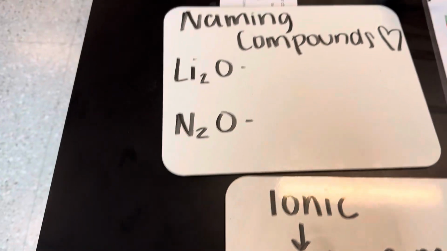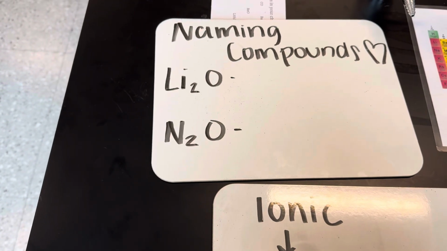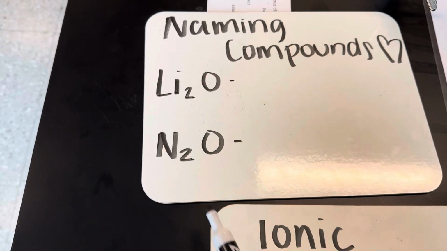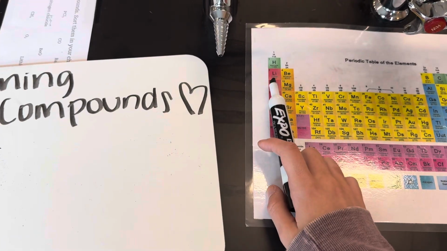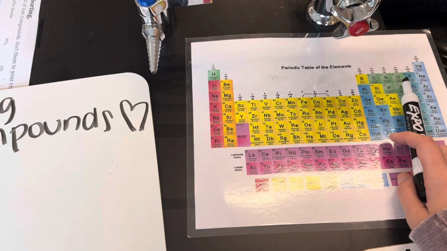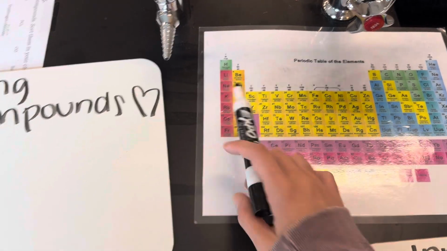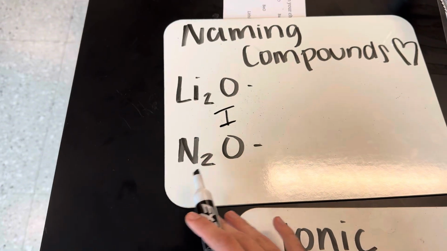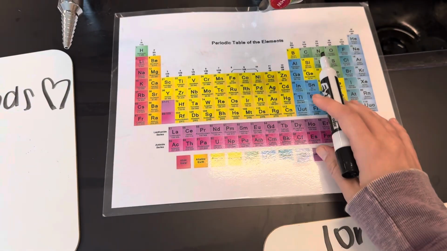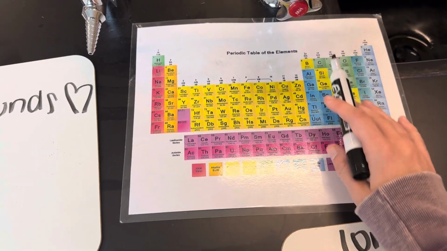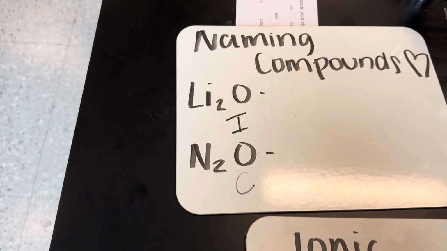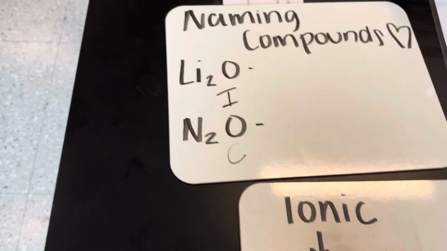But I'm going to go ahead and write down which kind of compound this is so I can keep that in my head. So I have lithium and I have oxygen. So here's lithium and here's oxygen. So I have a metal contained in this compound, so it has to be ionic. This one I have nitrogen and oxygen. So here's nitrogen and here's oxygen, both nonmetals, so that is going to be covalent. And I'm going to keep that in mind when I talk about how I'm naming them.